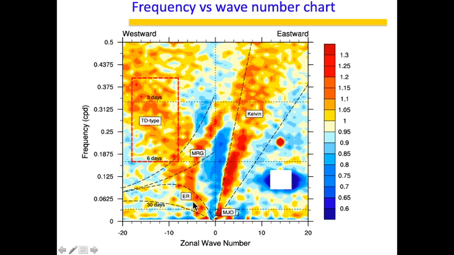TD is nothing but tropical depressions. Tropical depressions are these tropical easterly waves that move from east to west, and they have a typical time period of 3 to 6 days. They are very different from the Kelvin wave because they are dispersive. So one thing that we have missed out here is that the Rossby wave can also be on this part of the diagram if it is a very high frequency wave.